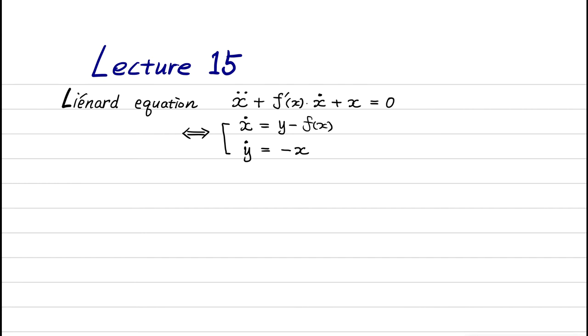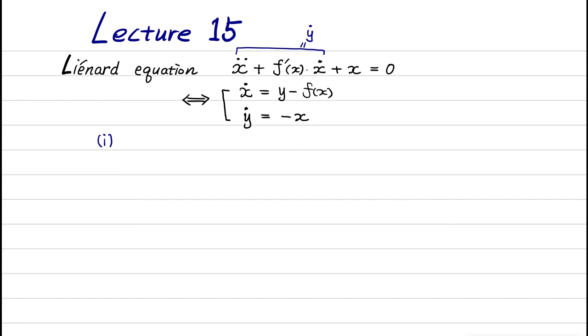By the Lienard transform, the first two terms can be written as y dot, introducing another variable y. Then you can make it into a planar dynamical system using x and y variables. To prove the Lienard theorem, you will make the following assumptions about the function f.